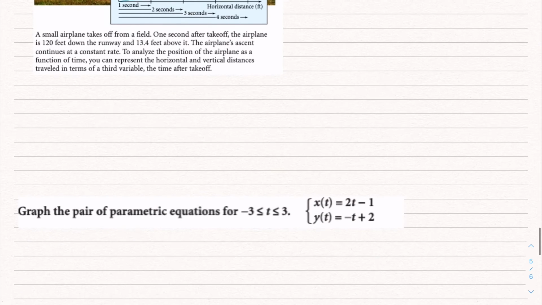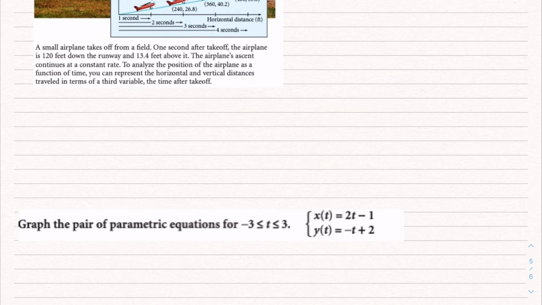For example 1, graph the pair of parametric equations for -3 ≤ t ≤ 3. The system of equations is x(t) = 2t minus 1 and y(t) = negative t plus 2. There are two methods for solving this problem. Method 1 is using graph paper. Make a table of values and graph each ordered pair (x, y) in the table and draw a line segment through the points graphed. Your table and graph should look something like this.